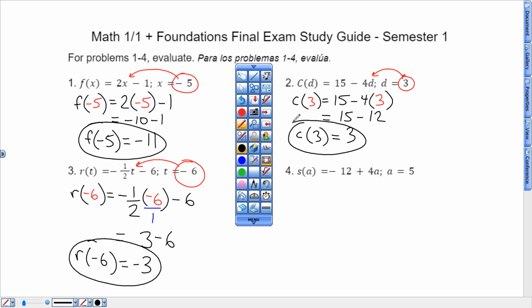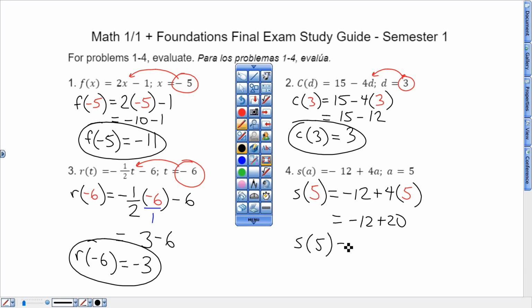All right, next one gives me s of that 5 number. Make sure I write this as -12 plus 4, and I'm putting in the 5 right here, which gives me -12 plus 20, which is s of 5 equals 8.